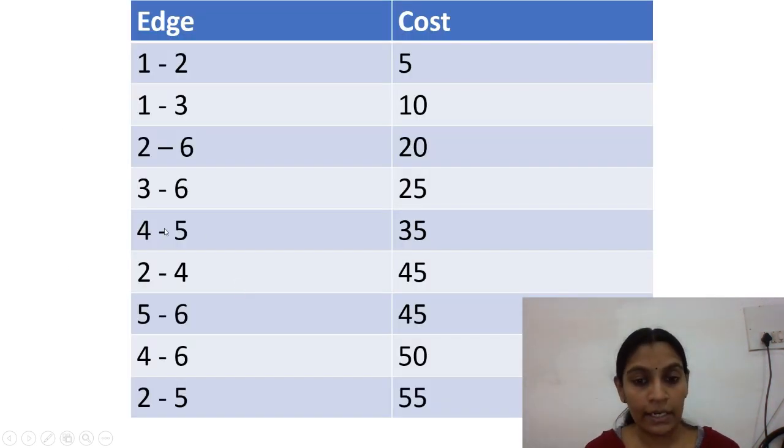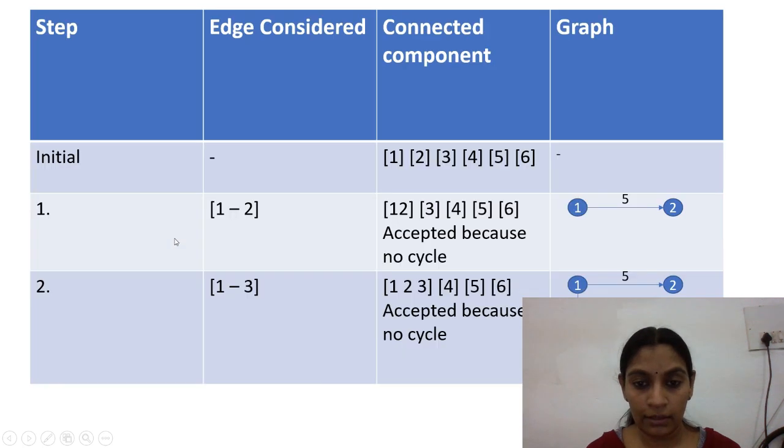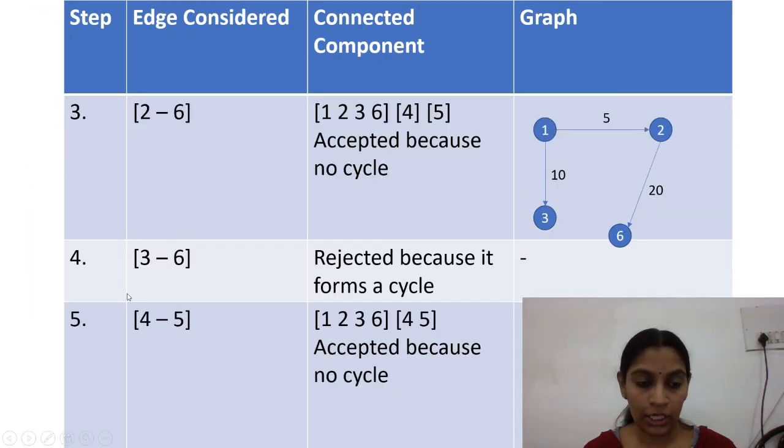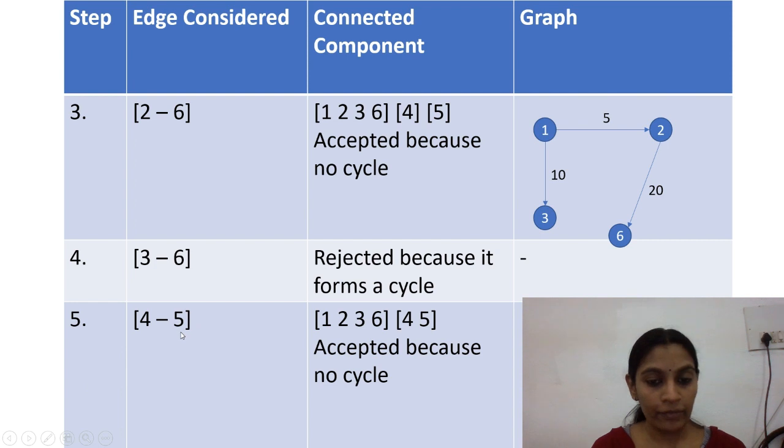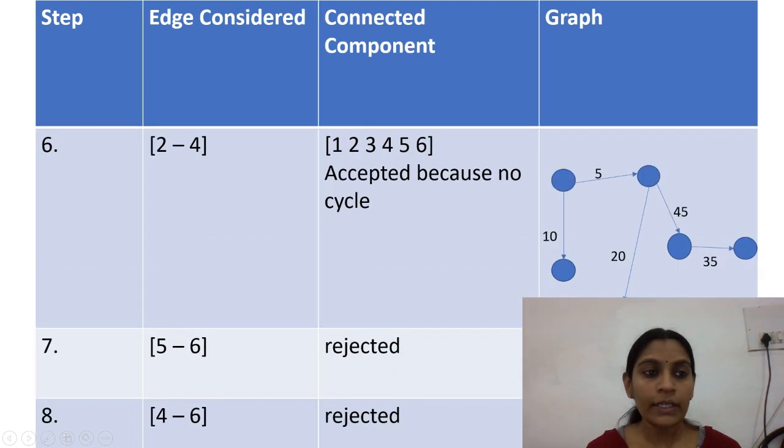So here the next edge is 4 to 5, which has 35 as weight. We'll check what is happening. When the 4 to 5 edge is added, what is happening? 1, 2, 3 and 6 are already added. Both 4 and 5 are not present in the current graph which we have created. So this will stand as a separate component. We are creating just a small edge from 4 to 5. Both vertices are considered. We have an edge between 4 and 5. That's it.